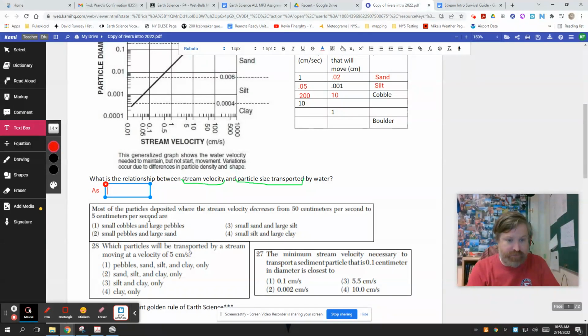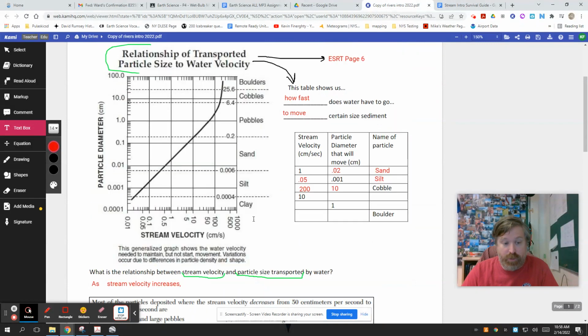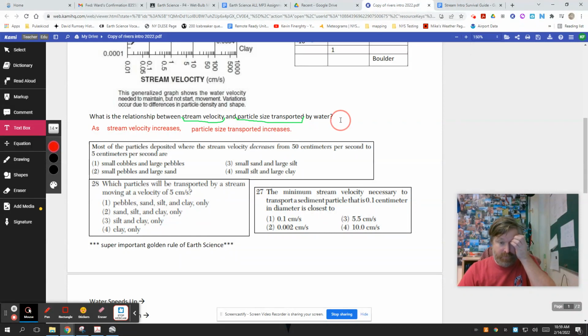So relationship questions always answer the first thing. Stream velocity. Now you can either choose increases or decreases, whatever you want. You can answer it equally validly either way. I'm going to go with increases. As stream velocity increases, what does that do? What is my brain telling me that does to the size of the particle that can be transported? The faster that water goes, with this line, it looks like I'm going to larger and larger and larger particles. So the particle size transported also increases. Excellent. All right, try these three.